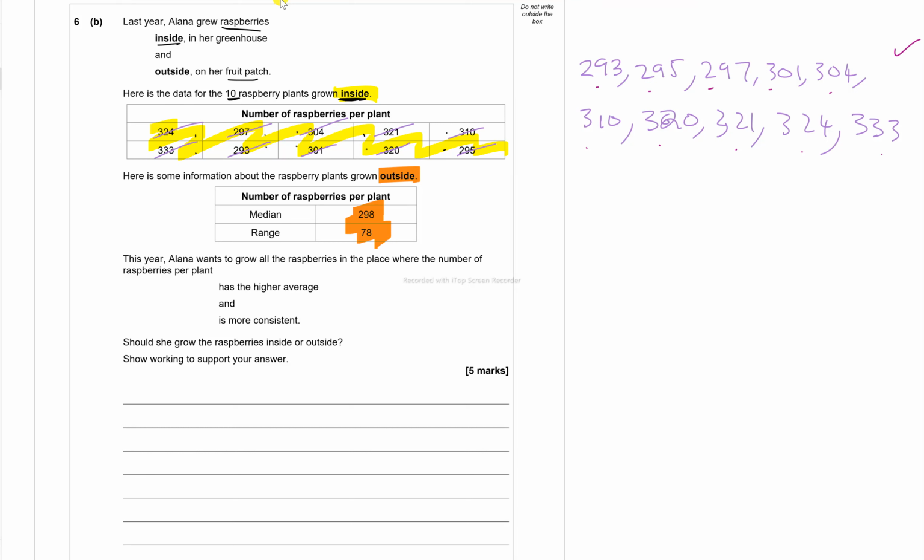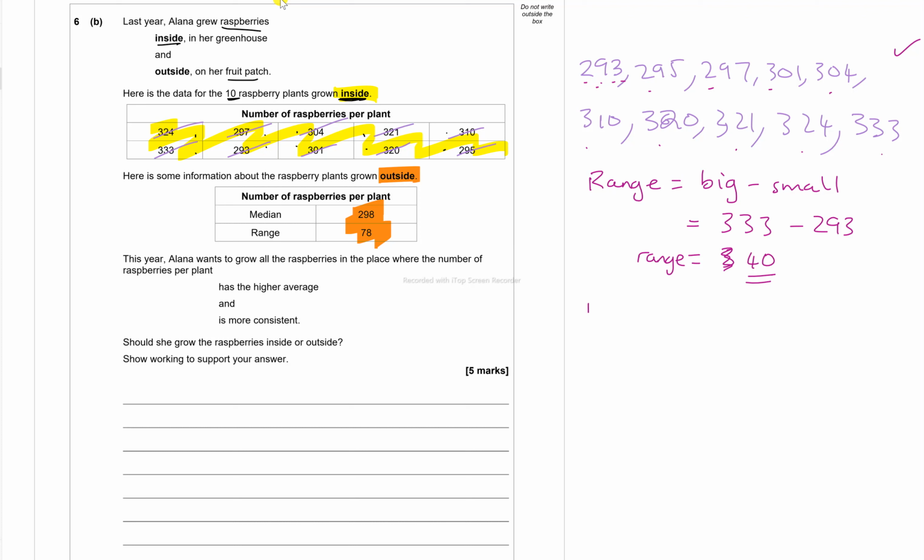We want to work out the range. Range for this is biggest minus smallest. So the biggest number is 333. We're going to take away the smallest, which is 293. Oh, right, okay, that's 40. So we have a range of 40.